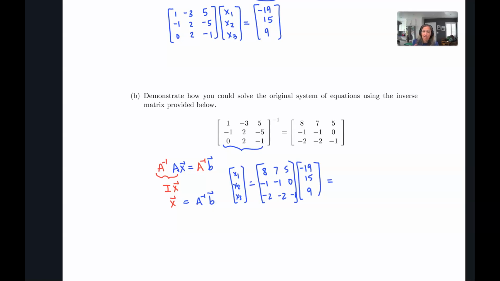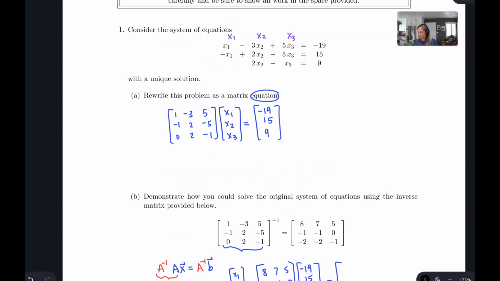But given that some of us had struggled with the matrix multiplication and ending up in the right dimensions, I think it's probably good to actually do that here. So this one's not the most kind version because I have to do 8 times the negative 19 plus 7 times 15 minus 5 times 9. Oh, I've done something horribly wrong. Let's verify that I've done the thing right.